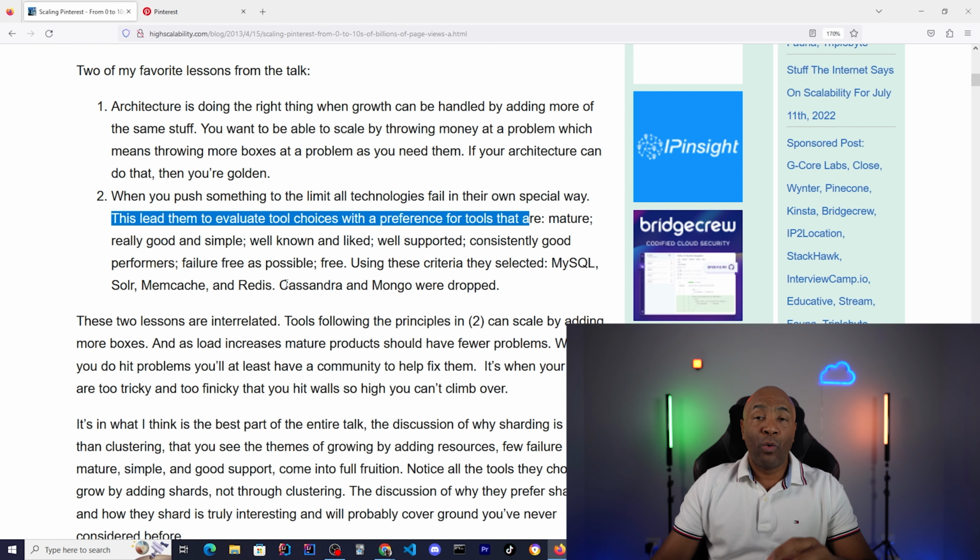So Cassandra and Mongo were dropped because they felt those technologies were not good for them at that moment. And one interesting thing on this second point is that they faced a problem that nobody or just a few other companies had, and they dealt with it in the best possible way. They were pragmatic in their thought process, and they chose tools that had the characteristics they wanted: well known, well supported, free, and mature, which means there is lots of support on the market.